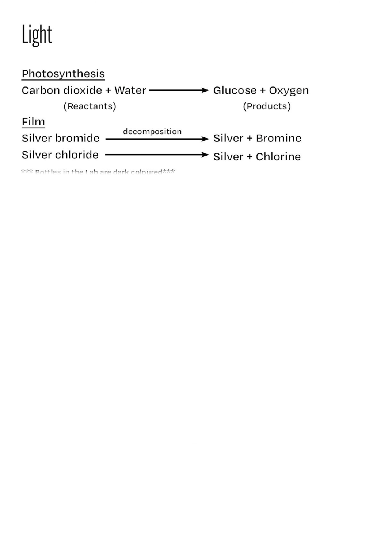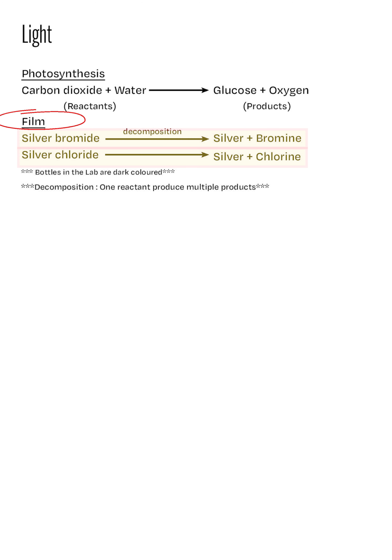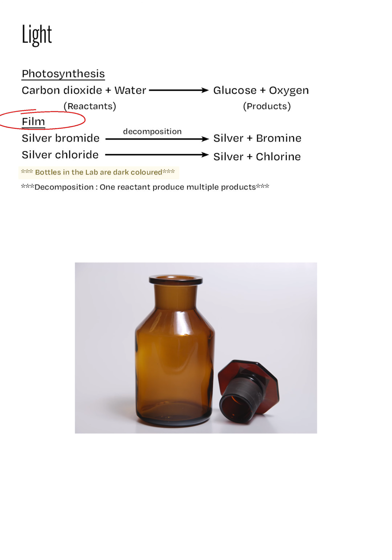The next reaction that involves light is the decomposition of film pigments. Film pigments contain silver chloride and silver bromide. When these compounds are exposed to light, they will undergo a decomposition reaction. Silver bromide will decompose back to its elements silver and bromine, while silver chloride will decompose back to its elements silver and chlorine. This is the reason why some pill containers and glass containers in the lab must be made with a dark brown color to prevent light from entering.